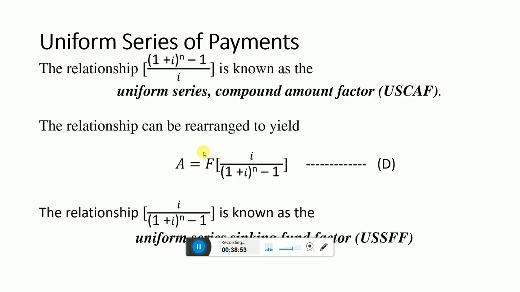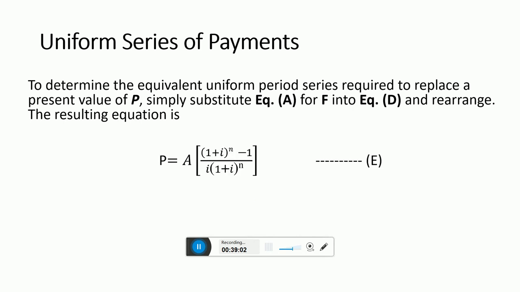So we just have to put the value of F in terms of P here, so we get this new equation. This relationship is known as the uniform series present worth factor. We can also use this equation, or we can invert this relationship and find the value of A in terms of P.